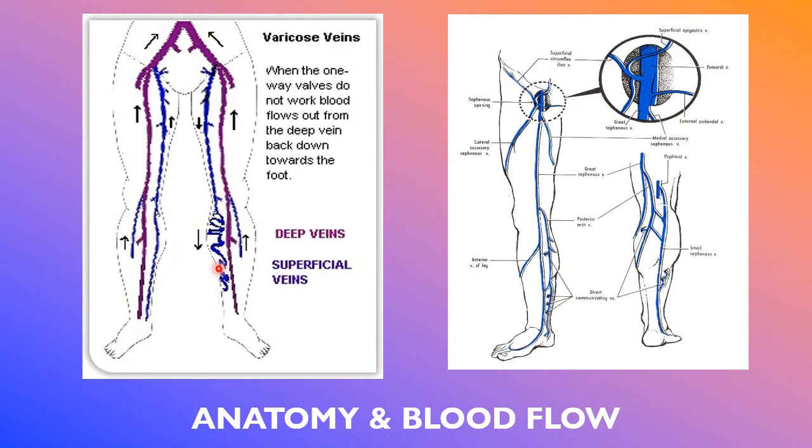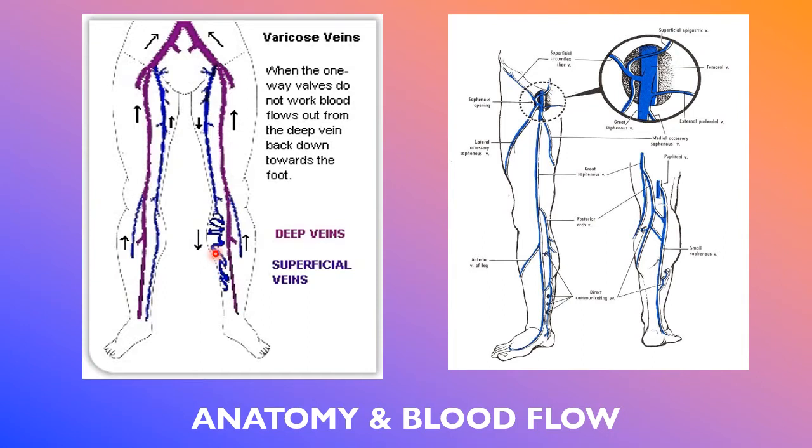In the lower limb, the deep veins contain multiple valves along their course, which direct the blood in one direction towards the heart, from the feet to the heart. And the superficial veins are connected to these deep veins by perforator veins, which are present in the lower thigh, below the knee, and at the lower third of the leg.